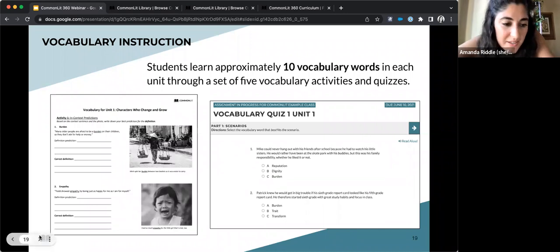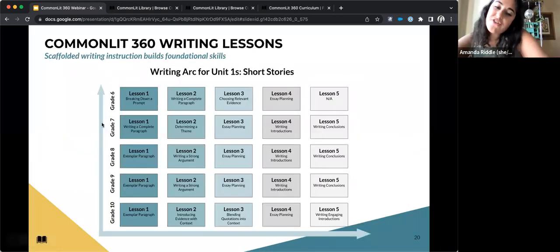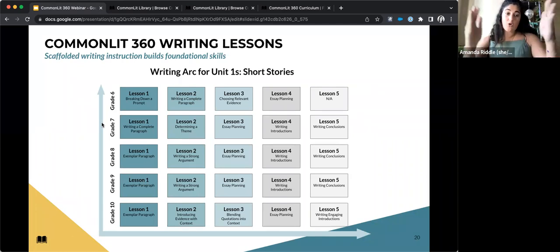Now, shifting gears to writing. What you're looking at here is zoomed out of that sixth grade unit 1, our writing arc for unit 1s across 6 to 10. So again, we're looking at some vertical and horizontal alignment, even within just our writing lessons. And our writing lessons are not optional, they are not recommended, they are essential to CommonLit 360.